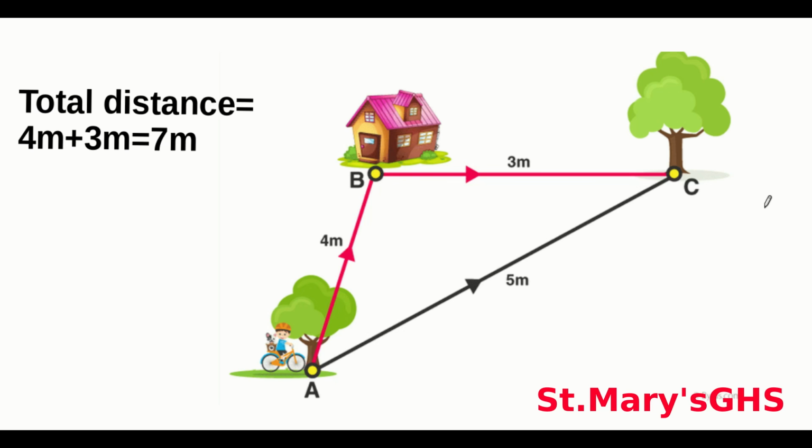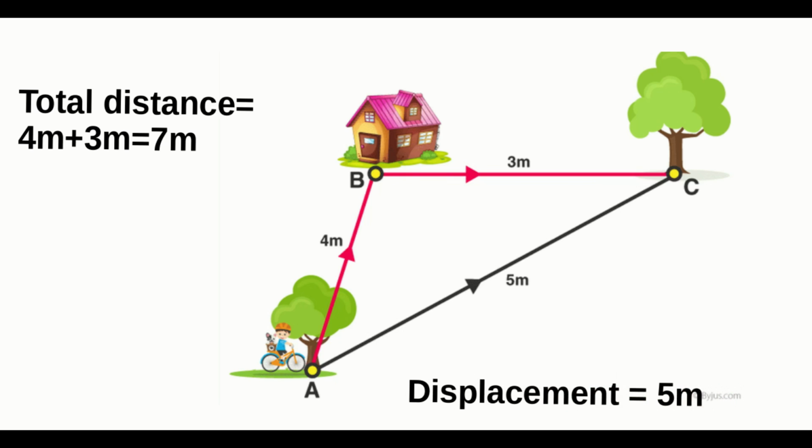Actually the person did not travel through this straight line path represented in black color. He did not travel it, but we consider the displacement as 5 meter. Remember, displacement is the straight line distance between the initial point and the final point.